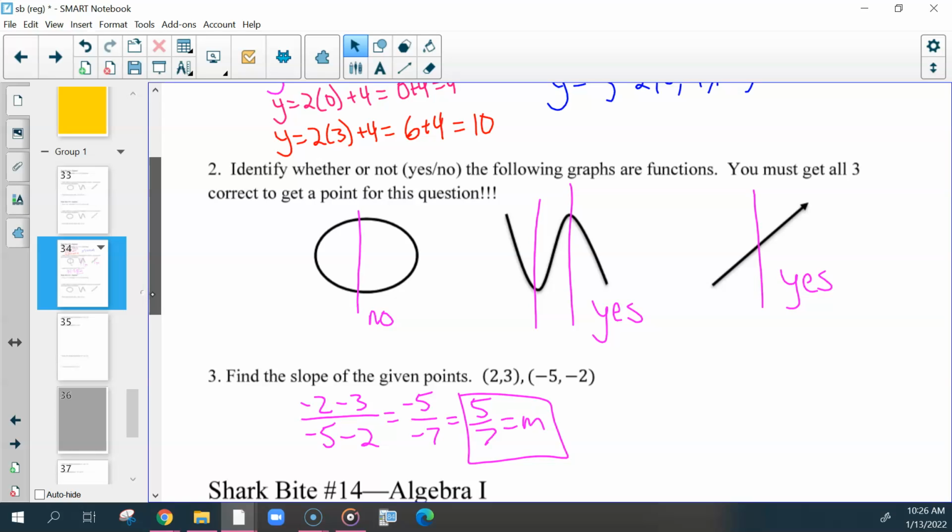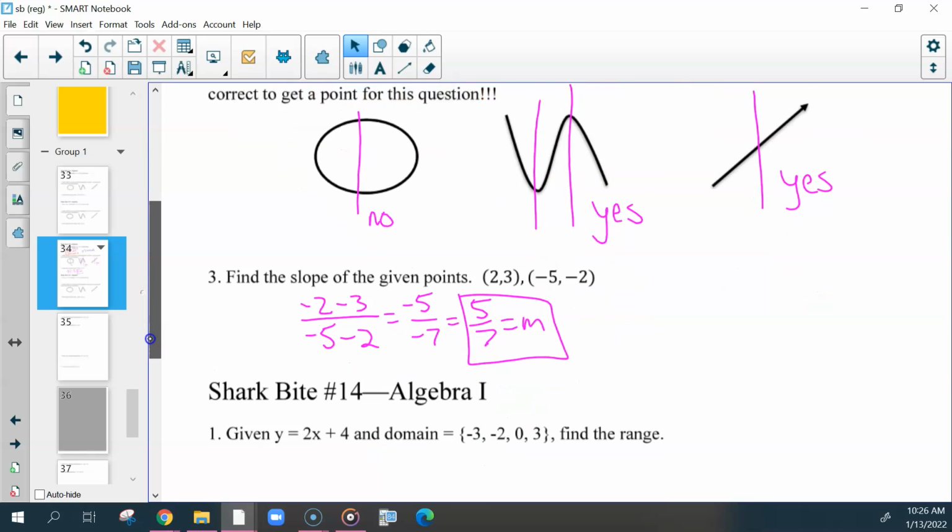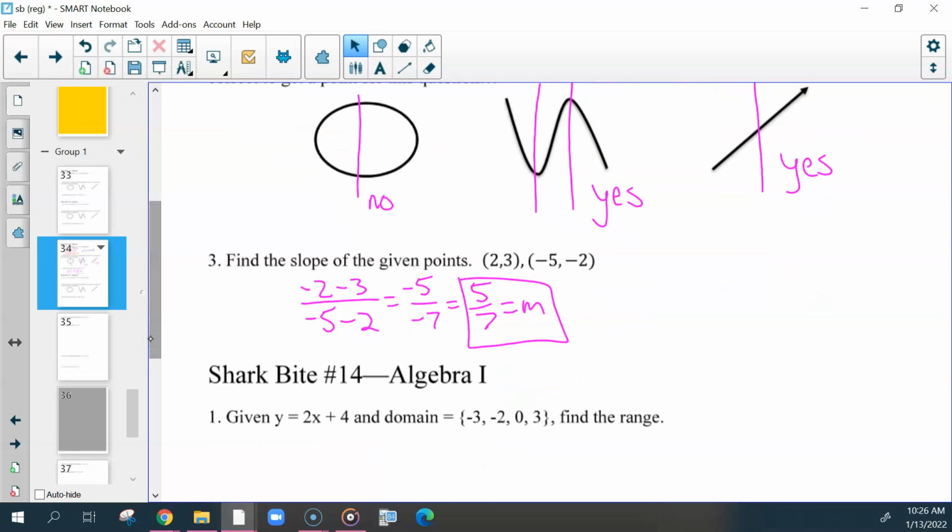And then number 3, you needed to find the slope of the given points. So use your y2 minus y1 over x2 minus x1. So -2 minus 3 all over -5 minus 2 to get -5 over -7, or positive 5/7. Questions on number 3?